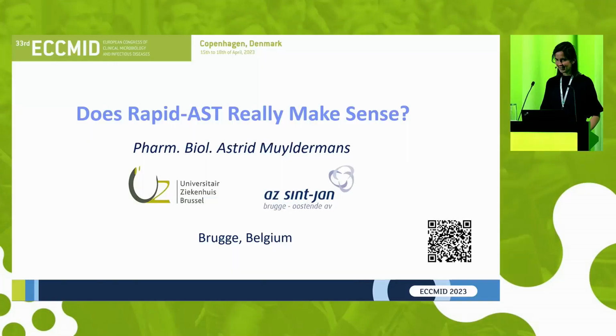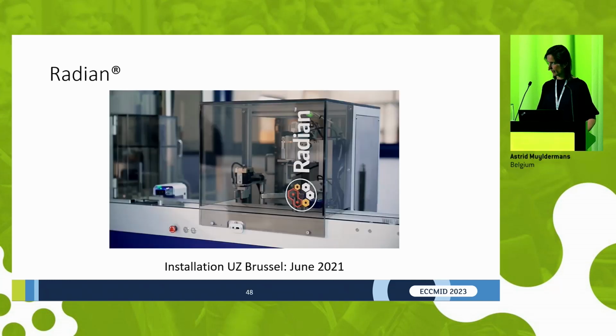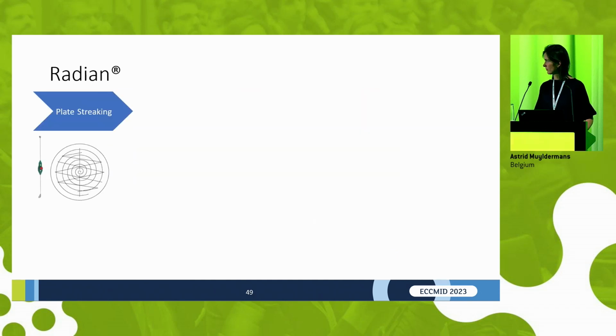Thank you. I will give you a short background of the rapid AST performed on the Radian. As you know, the Radian is a WASPLab module for the automation of the pre-analytical steps, as well as the reading of antibiograms based on disk diffusion. It was installed in June 2021 in the University Hospital of Brussels.